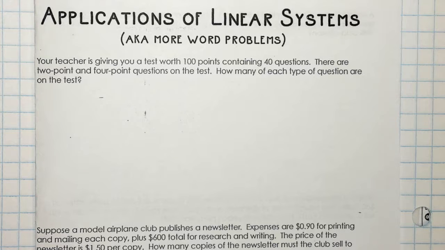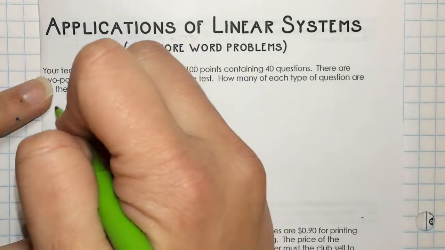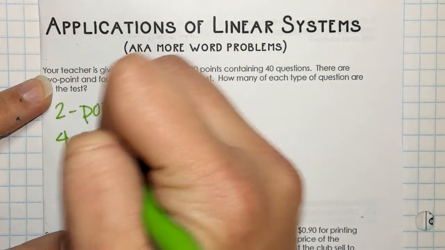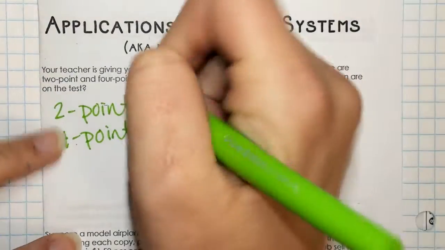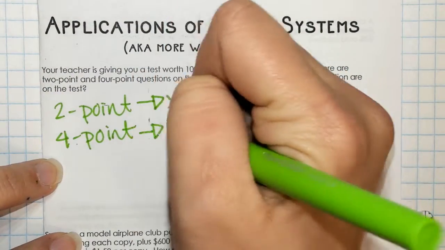Look on the next page. Alright, now what's our unknown this time? How many questions? How many of each type of question, right? So what kind of questions do we have? 2 points, 4 points. Alright, so 2 points are going to be what variable? And 4 points are going to be what?